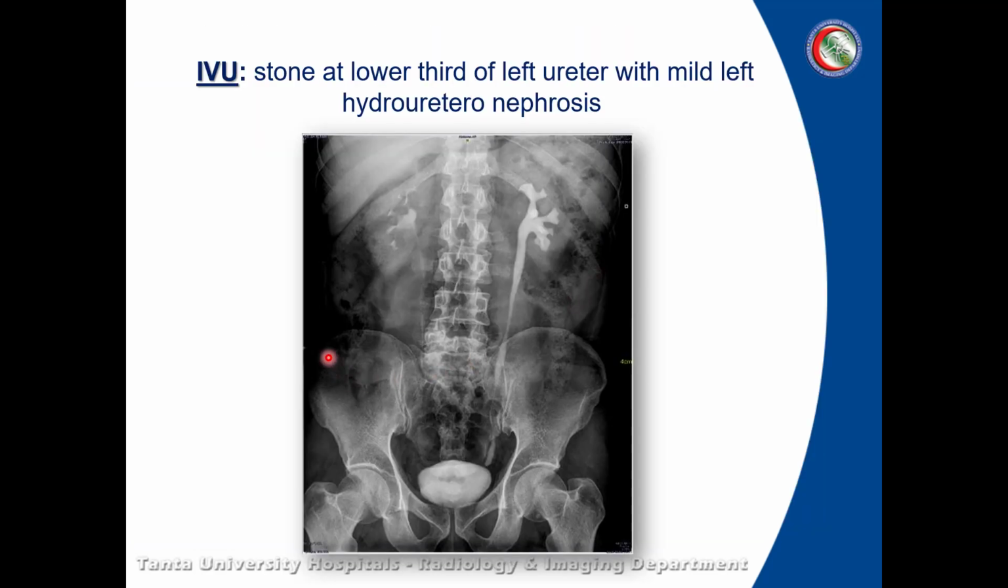Another case, it's IVU, as we can see contrast filling the urinary system. There is a stone seen in the lower third of the left ureter with mild dilatation of all the walls of the left ureter with dilatation of the pelvicalyceal system as a whole, so-called hydroureteronephrosis. Hydro means water, or dilatation by urine. Uretero means dilatation of the ureter. Nephrosis means dilatation of the pelvicalyceal system of the kidney. So this is IVU showing a stone in the lower third of the left ureter with mild left hydroureteronephrosis.